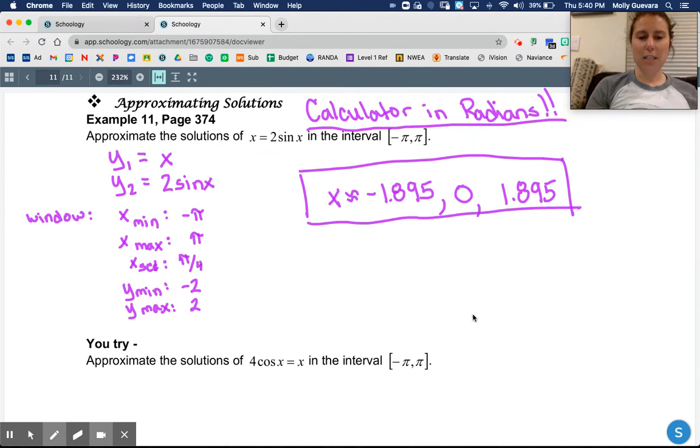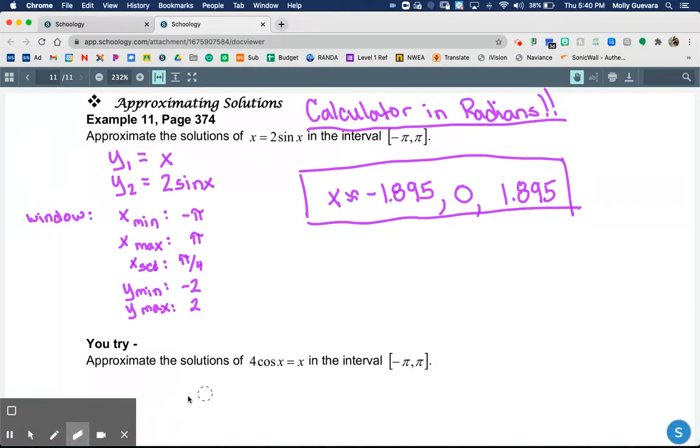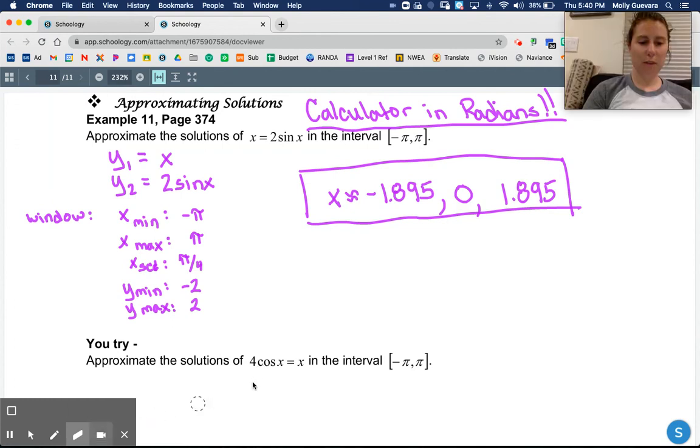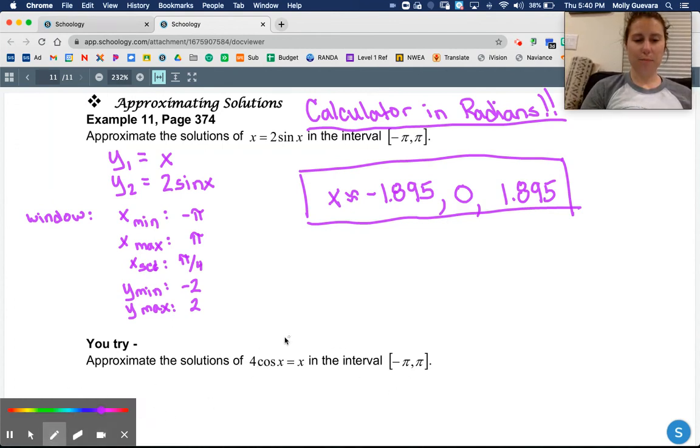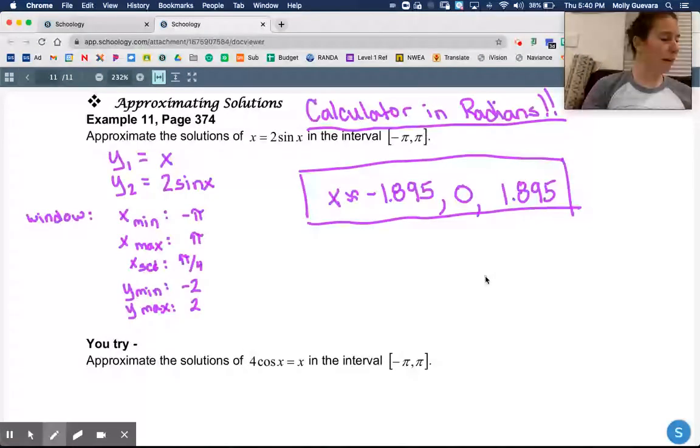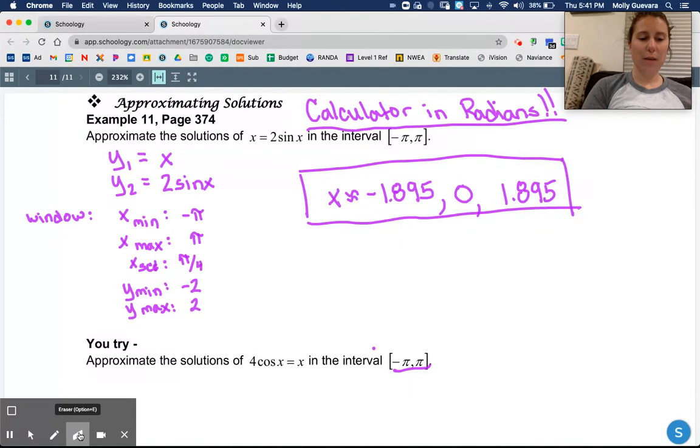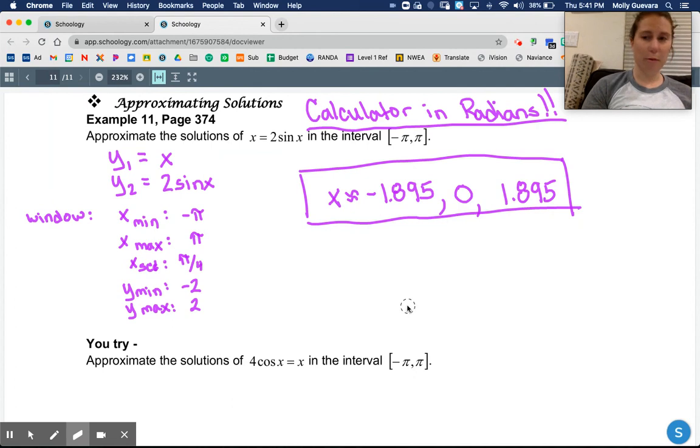So really it's looking at it and determining what I want my x scale to be, my x min, x max, y min, y max, stuff like that. So I want you guys to try the next one. It's very similar. Go ahead and graph this in your graphing calculator. We want the interval negative pi to pi, so that will stay the same. Your y min and max might change. So go ahead and hit pause. Do this on your graphing calculator, see what you come up with, and check your answers.